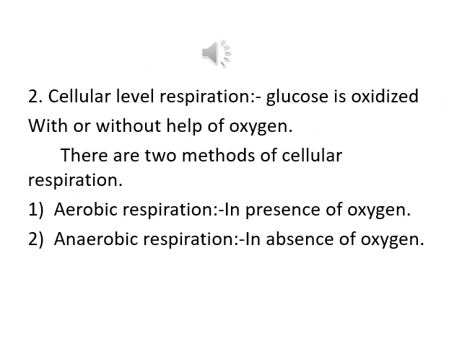This year we are going to study cellular level respiration. In cellular level respiration, glucose is oxidized with the help of oxygen or without oxygen. There are two methods of cellular respiration. Number one is aerobic respiration, in which the process occurs in the presence of oxygen, and number two is anaerobic respiration, which occurs in the absence of oxygen.